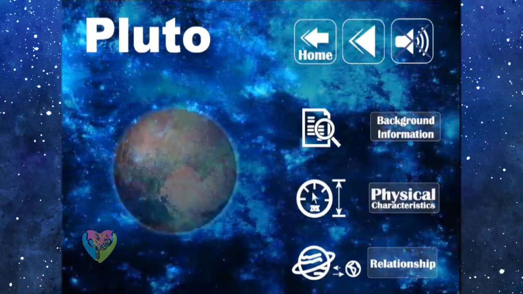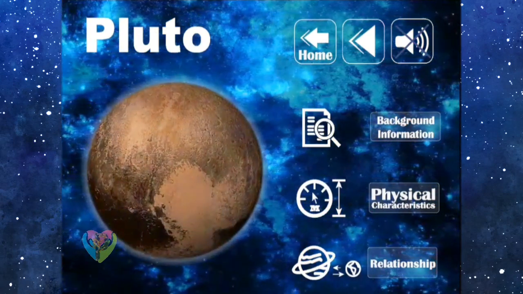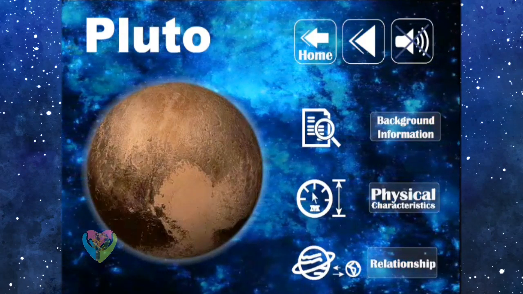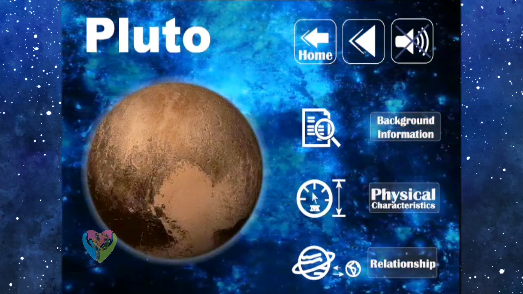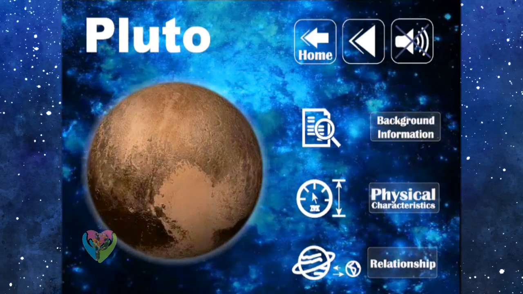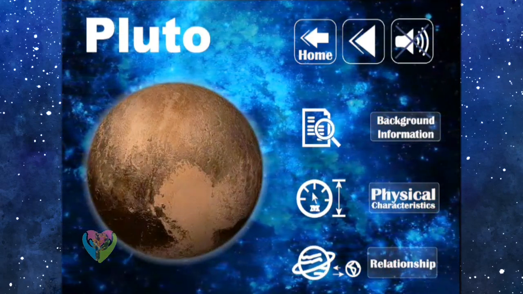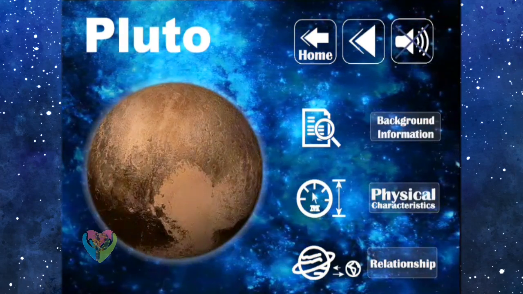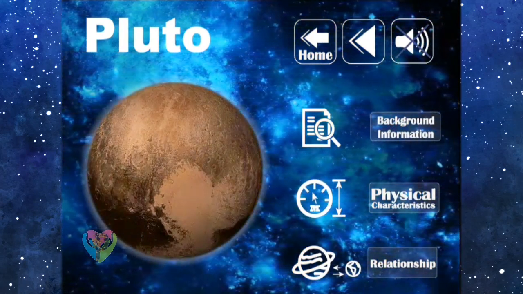Please select from the topics: background information, history, discovery and mythology, physical characteristics, size, mass, natural satellites, and composition, the relationship of the solar system first to the orbital distance, mass and size comparison.